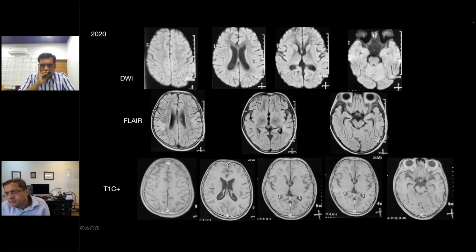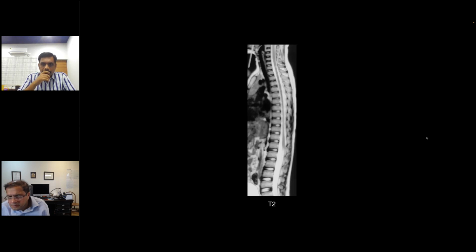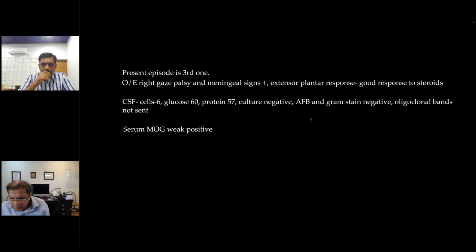The cerebellum otherwise was normal, though I don't have the images. And on the post-contrast study, there was no parenchymal enhancement or extra-axial, leptomeningeal or pachymeningeal enhancement. The spine T2, again, the image is not ideal, but I cannot appreciate any focal lesions in the spine. So again, this child had a third episode of acute febrile encephalopathy, now presented with right-sided gaze palsy and meningeal signs were positive. The child demonstrated good response to steroids.